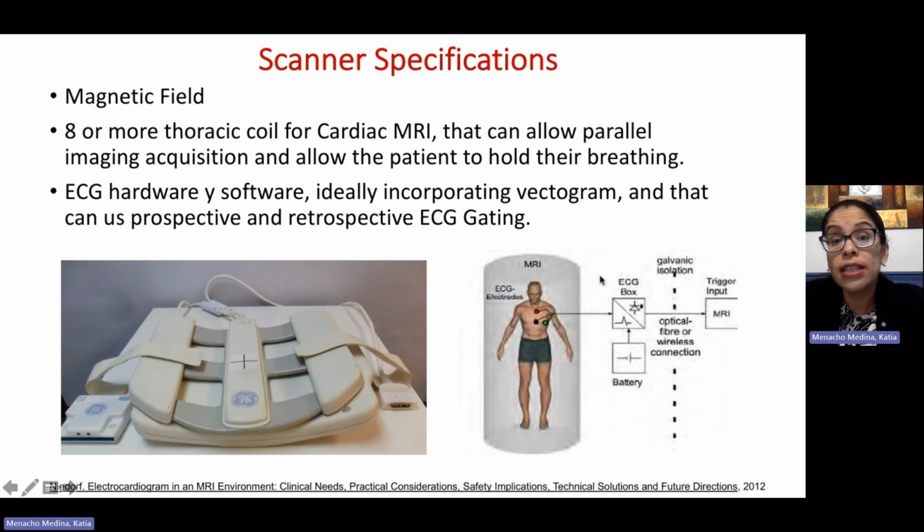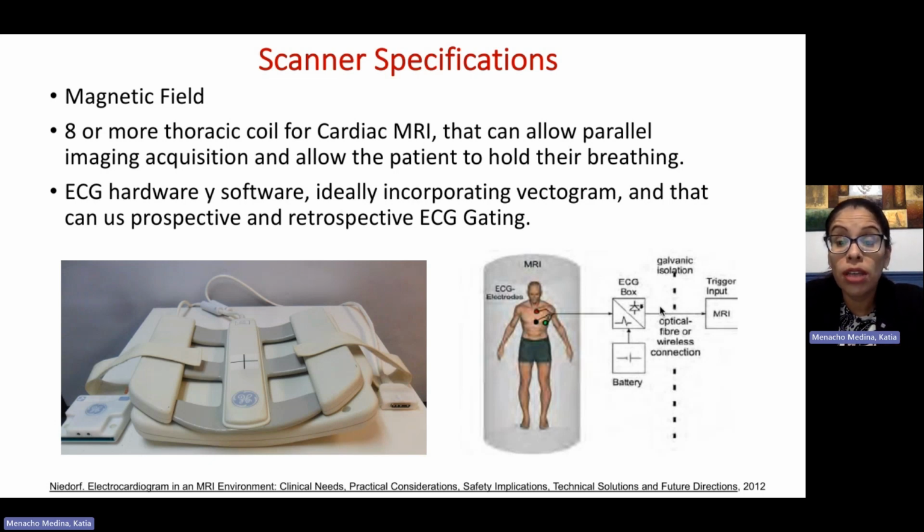So, and in general, remember that for cardiac MRI, we need at least an 8 channel coil in order to do cardiac MRI. This can be a thoracic coil. This allows us to acquire parallel imaging, and it also helps allow the patient to hold their breath.